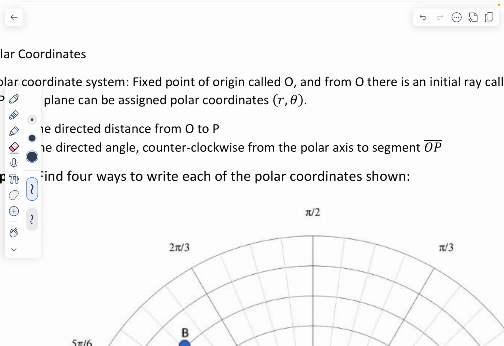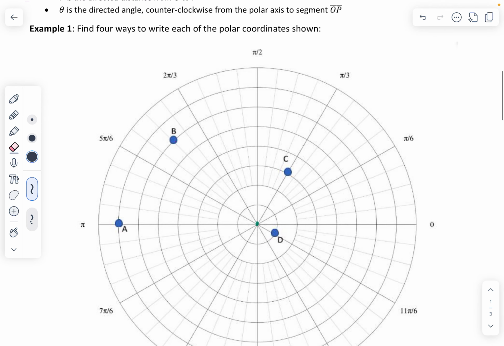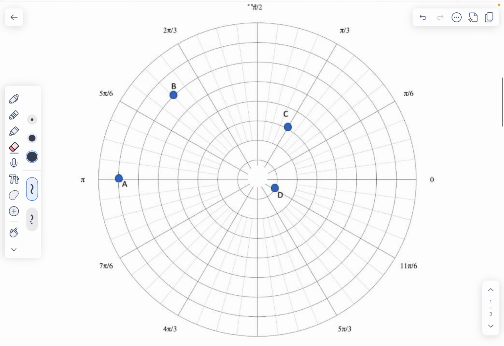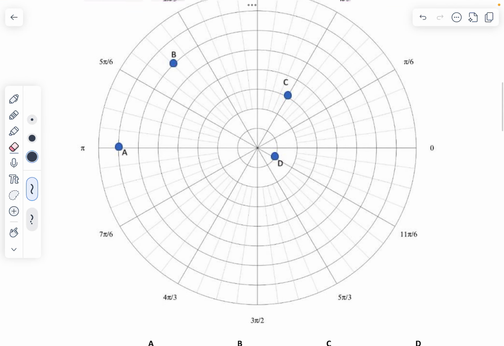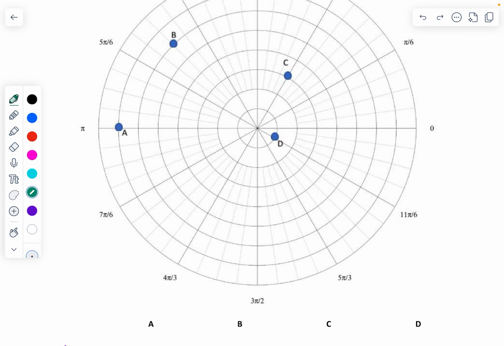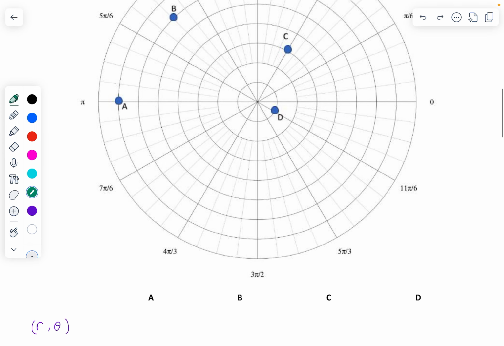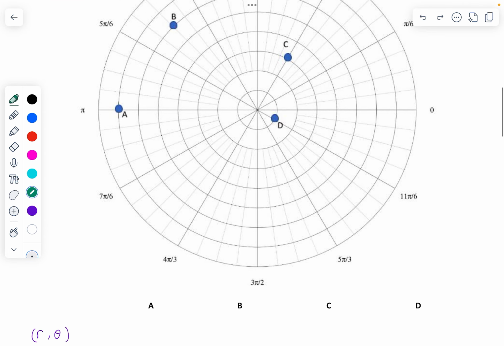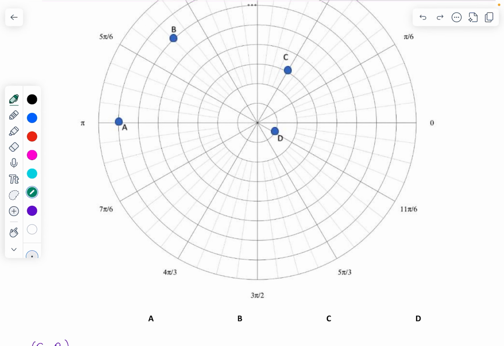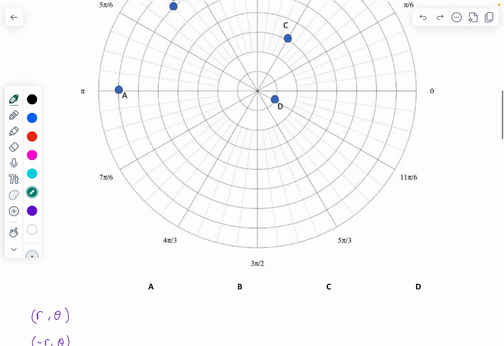So let's go ahead and describe those. We're going to look at each of these coordinates. Here we have coordinate D, and there's actually more than one way to plot or describe the position of D, and we're going to go through every single one of those. So we're going to do that for A, B, C, and D. I don't know why I said start at D. Let's go ahead and start at A.